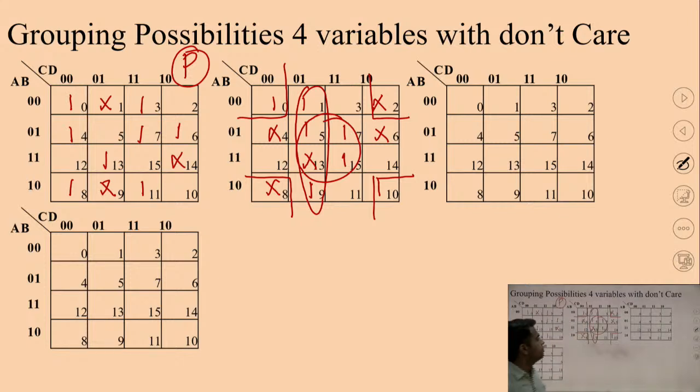Then in the meantime, let's take one more question. 1 1 1.